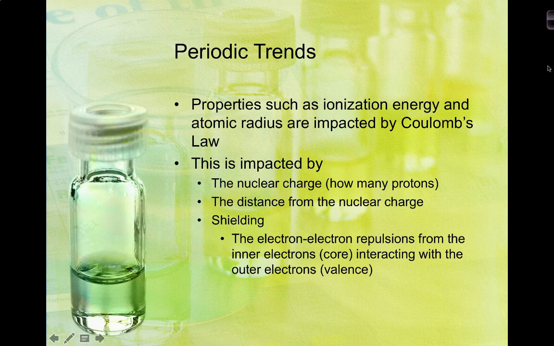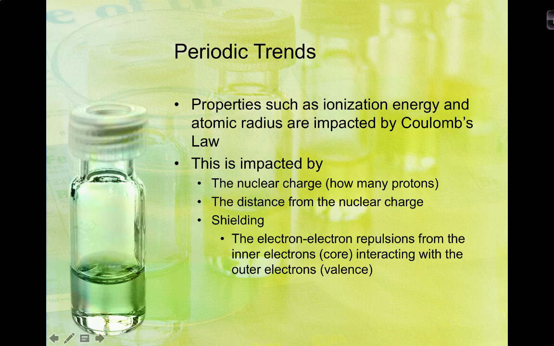So when we talk about periodic trends, we're talking about things like ionization energy and atomic radius, so how large the atom is. These properties are impacted by Coulomb's law, but in terms of the atom, they're impacted by the nuclear charge, so how many protons the atom has. How many protons impacts how attracted the electrons are to the nucleus. They're also impacted by the distance that the electrons are from the nuclear charge, and then also something called shielding. Shielding is the electron-electron repulsions that the valence electrons experience from the inner electrons.